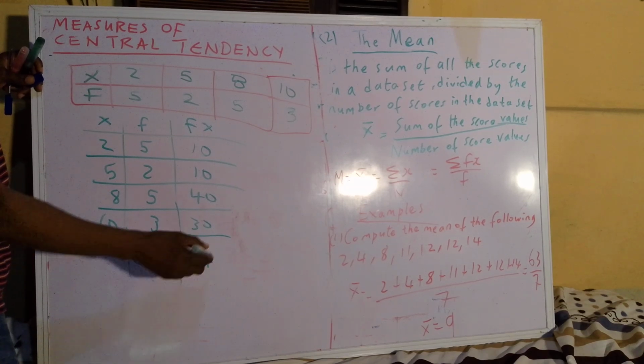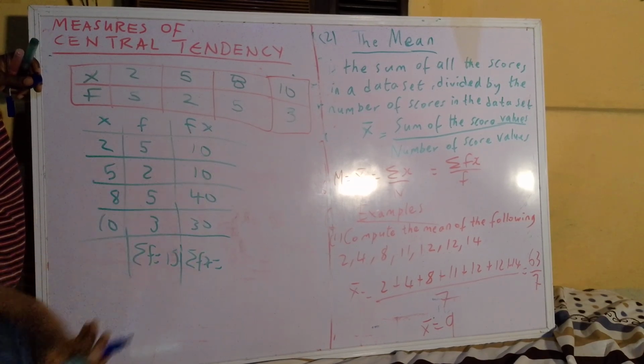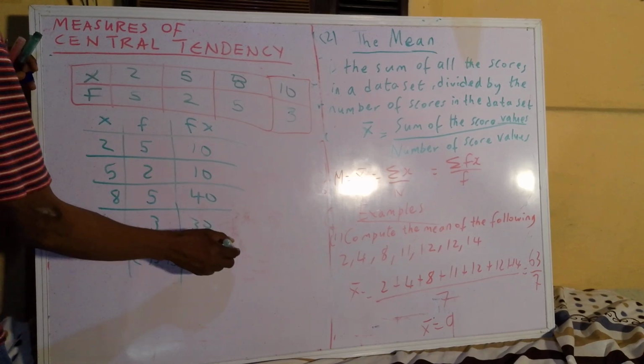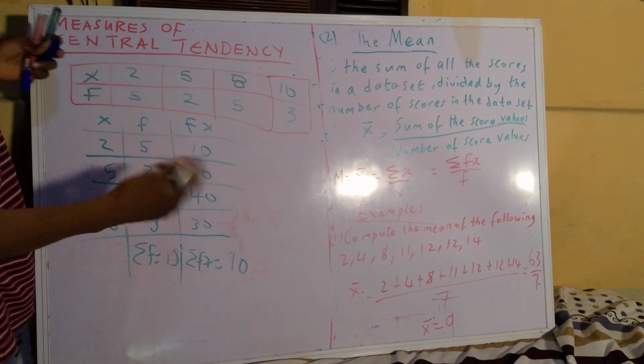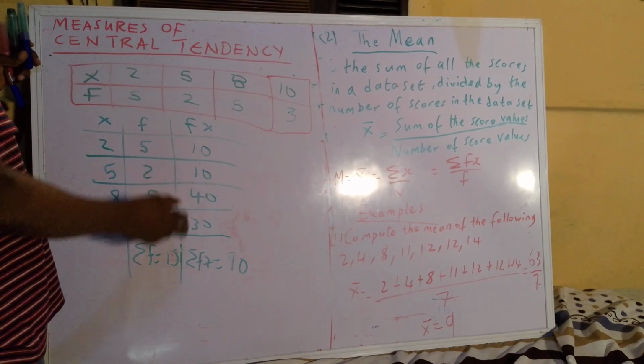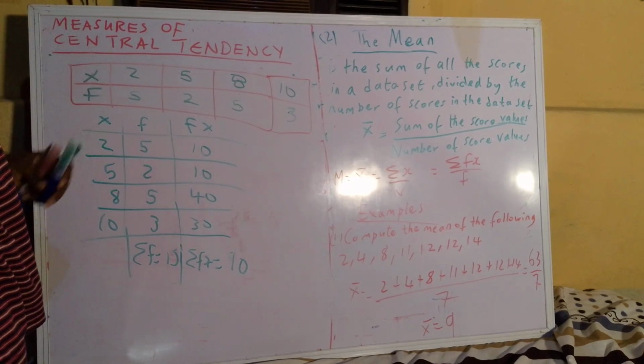This symbol means to add. So if you add this on your calculator, what do you get? 10 plus 10, 20, plus 40, that's 60, plus 30, that's 90. This question is making sense, and I just formed it from my head just now. I didn't even check it. 10 plus 10, 20, 20 plus 40, 60, 60 plus 30 is 90.